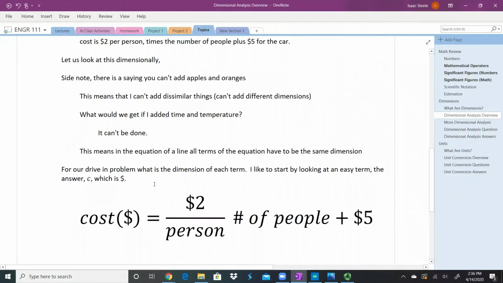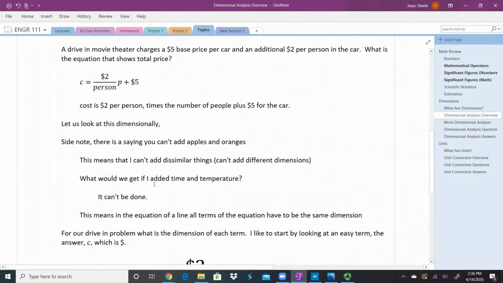Now, before we move any further, I want to talk about a side note here. There's a saying that says you can't add apples and oranges. What this really means is you can't add two dissimilar things. In this case, we can't add together different dimensions. I can't take something like a temperature and a time and add them together. It just can't be done. And so one thing that we can do is we can see, does this equation even make sense? Am I adding all like things together?